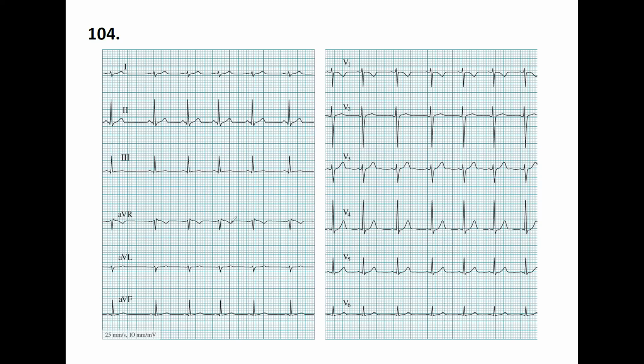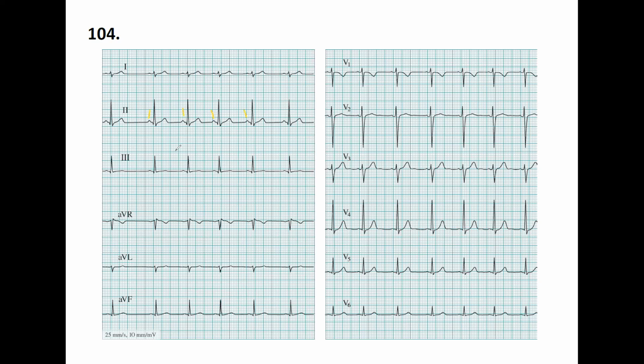There are four boxes. So rhythmic, first of all. Yes, rhythmic. We do have 4 boxes between the R waves, so the rate is 75. Good, so it's normal. Next one, if we do have P waves, yes, nice P waves, so that means we do have sinus rhythm. Good.